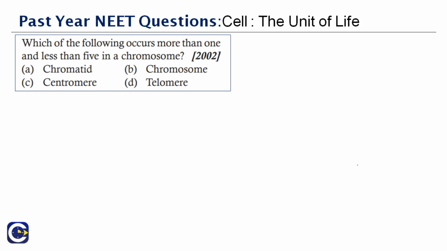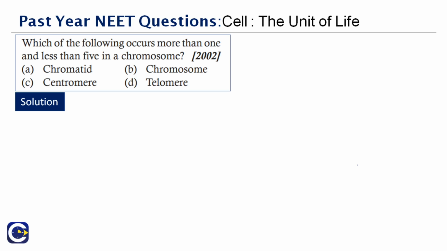Read it here. This question was asked in the year 2002. Which of the following occurs more than 1 and less than 5 in a chromosome? Okay, you're given 5 options here, right? You have chromatid, chromosome, centromere and telomere. Of course, telomere cannot be answered.